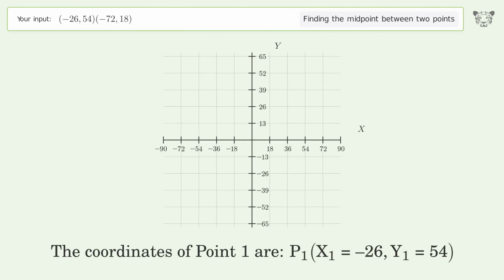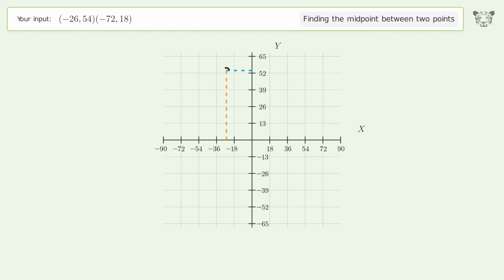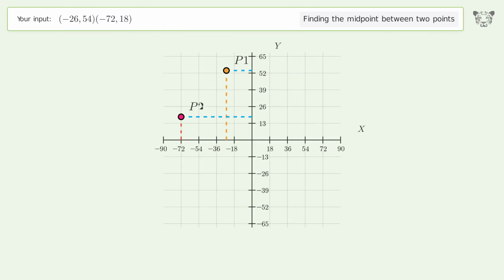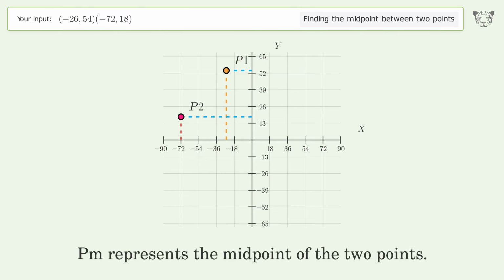The coordinates of point 1 are x1 equals negative 26, y1 equals 54. The coordinates of point 2 are x2 equals negative 72, y2 equals 18. PM represents the midpoint of the 2 points.